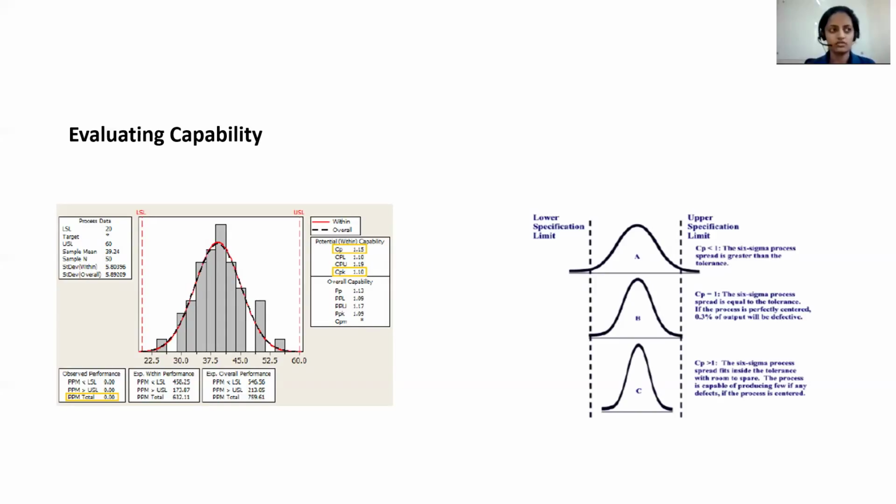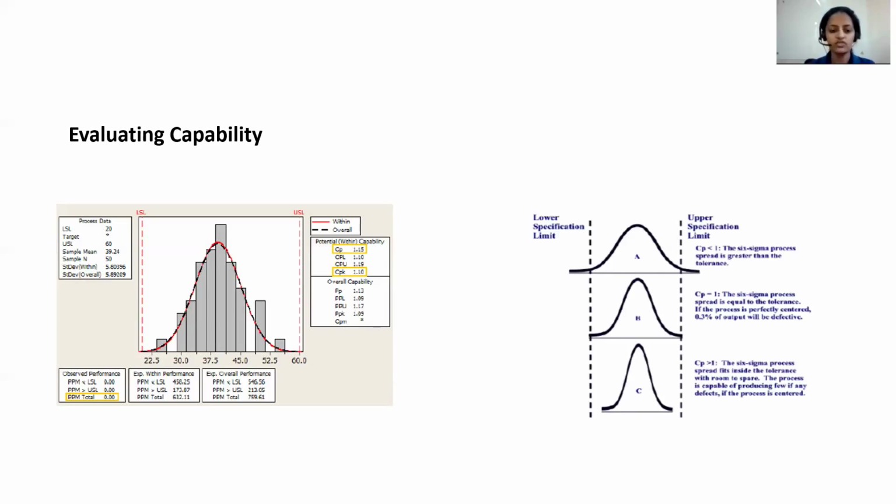that means the index of CP is less than 1. If the Six Sigma process is equal to the tolerance, as shown in the second graph, the CP index will become 1, and that means there is a chance of 0.3% of output being defective. And if the Six Sigma process spread is inside the tolerance, like the third part, with room to spare, that means the process is capable of producing few defects.